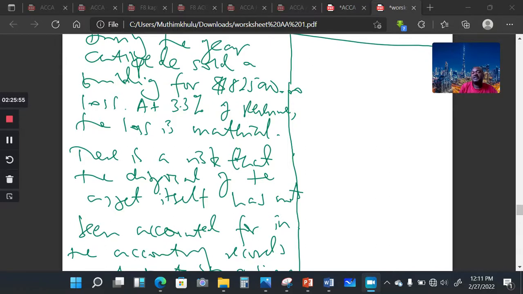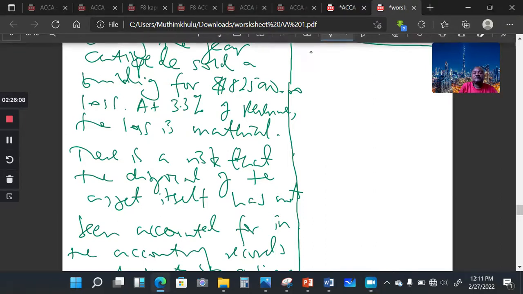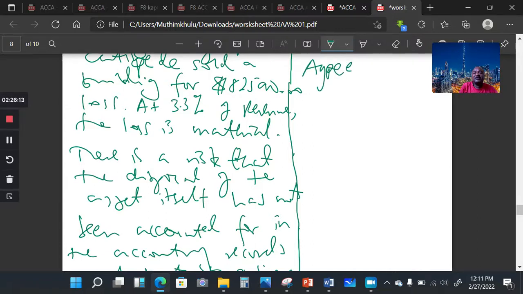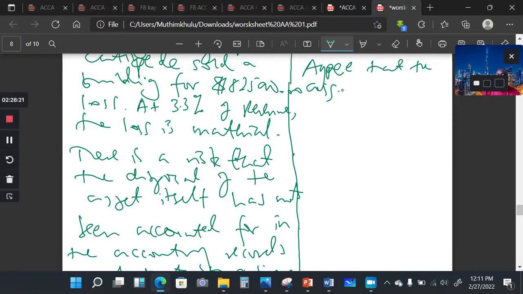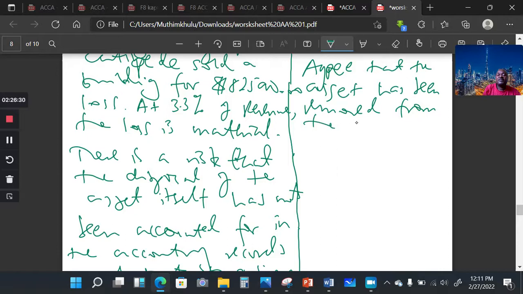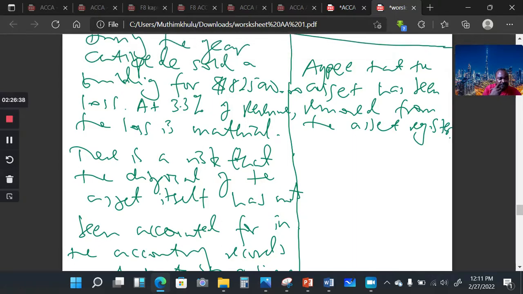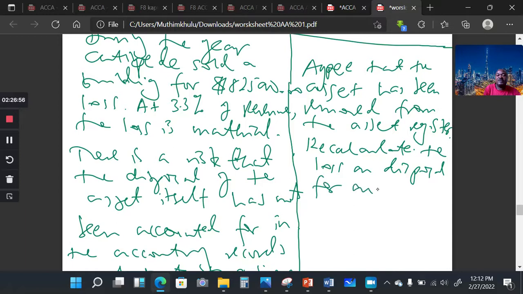Okay, the first thing we have to do is to make sure that the asset has been removed from the asset register. So we have to agree that the asset has been removed from asset register. That's the first thing we have to do, given the information. And then we have to recalculate the loss on disposal for accuracy.